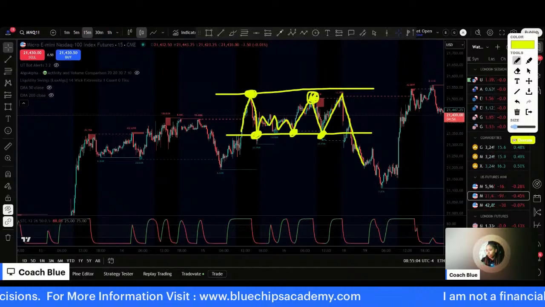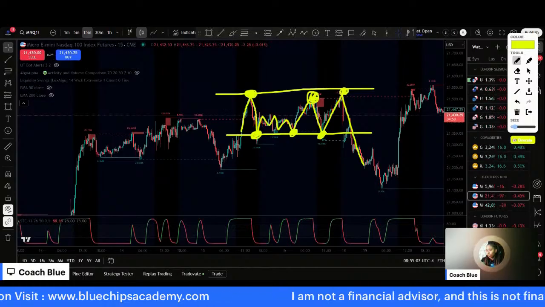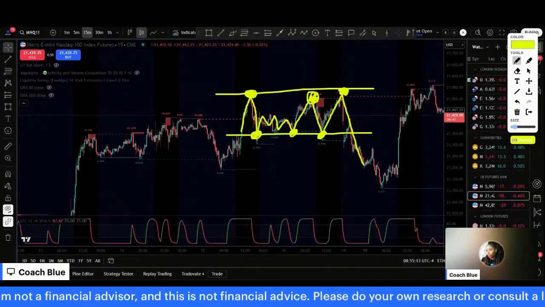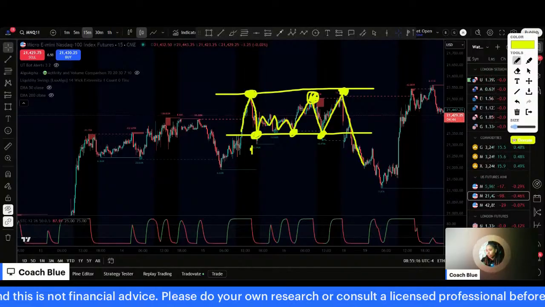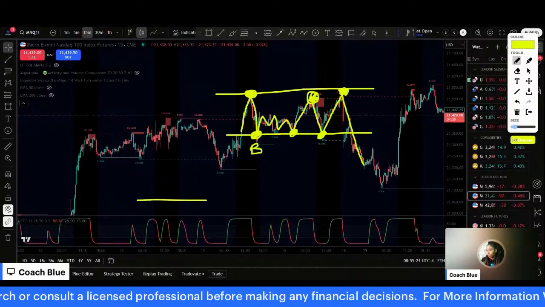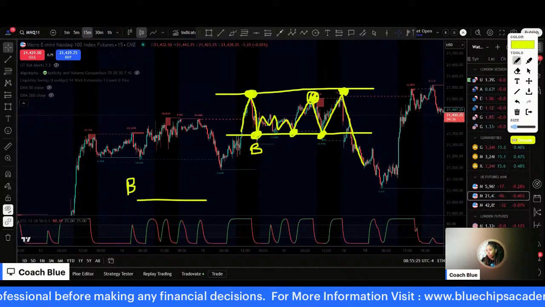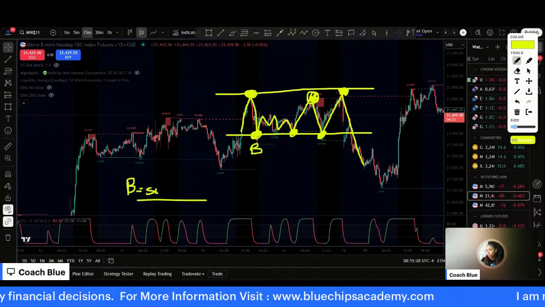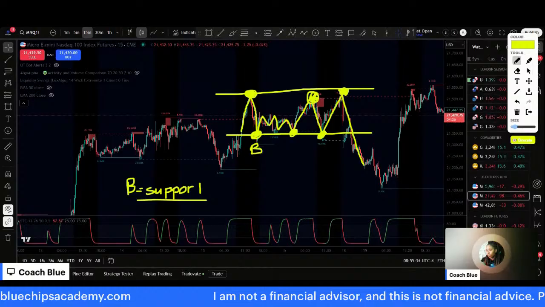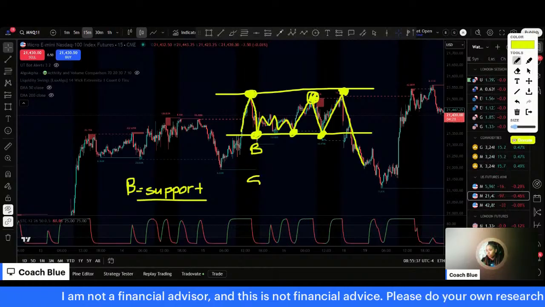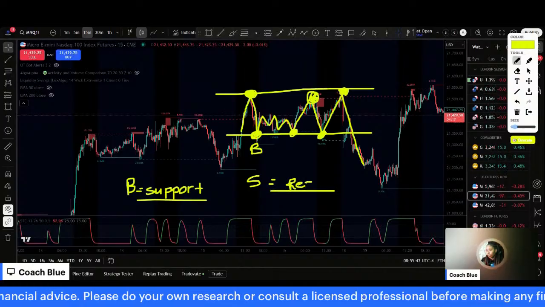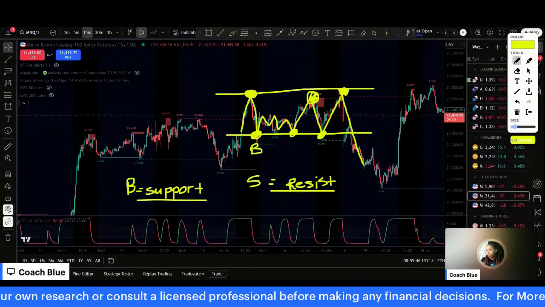One thing to know about a range is that it will never range forever. At some point, it has to break out. So again, the buys are at the bottom where we see support. Remember, support is the best situation for buys when you can find support. And if you can find resistance for sells, that's a great situation for sells.